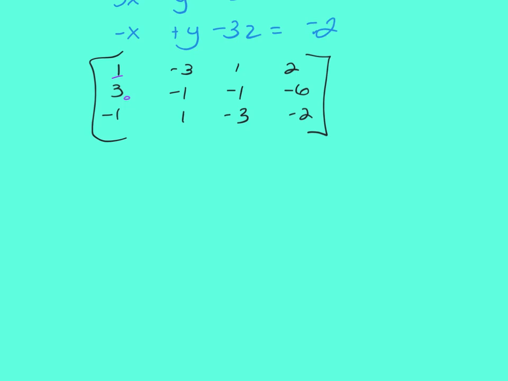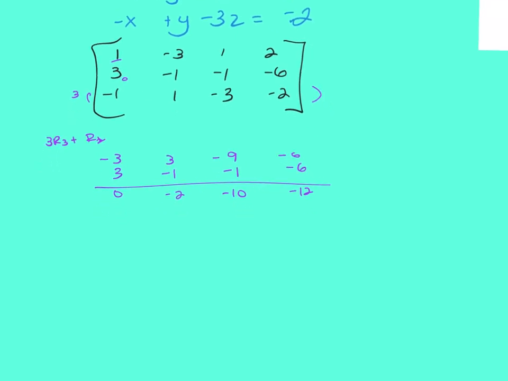So Jacob, did you start? I just want to do what you did if you got stuck. I didn't. Okay. So we're going to do 3 times row 3 plus row 2. Negative 3, 3, negative 9, negative 6, 3, negative 1, negative 1, negative 6. 0, negative 2, negative 10, negative 12. That replaces row 2.